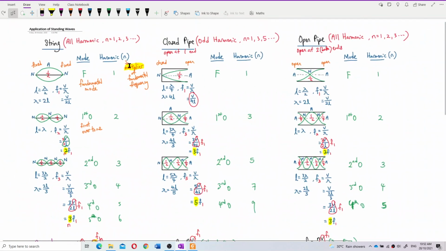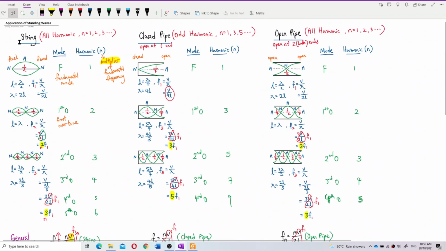Remember this also: for string and open pipe, both have all harmonics. That means n has all numbers 1, 2, 3, 4, 5. Only the closed pipe has odd harmonics. That means it has only odd numbers of harmonic: 1, 3, 5, 7, 9. So string and open pipe have all harmonics.